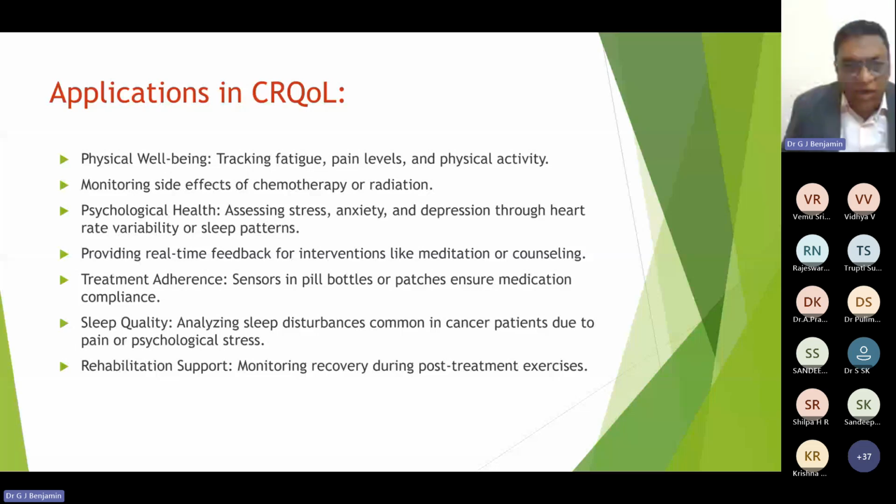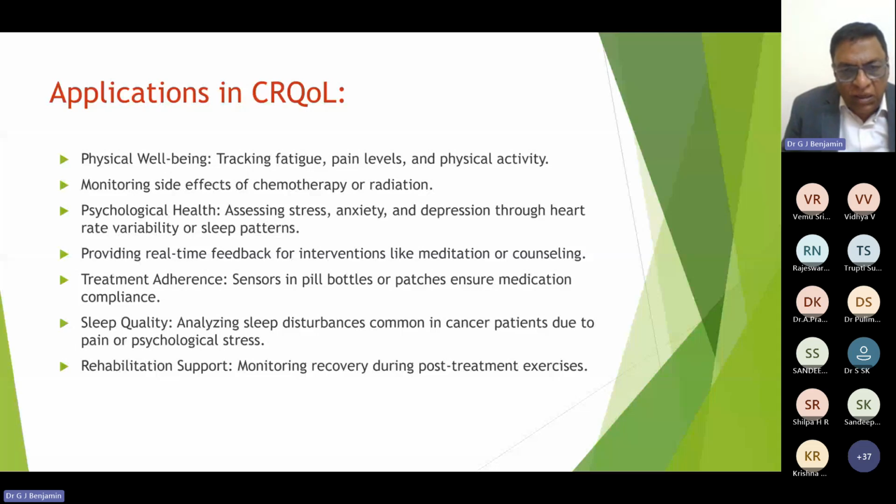Now, treatment adherence: sensors in pills or patches ensure medication compliance. Suppose we want to know whether the patient is taking the pill or not. If you have a sensor in it, it will remotely tell the doctor whether this person has taken it or not, looking at the data that he gets. Now, sleep quality.